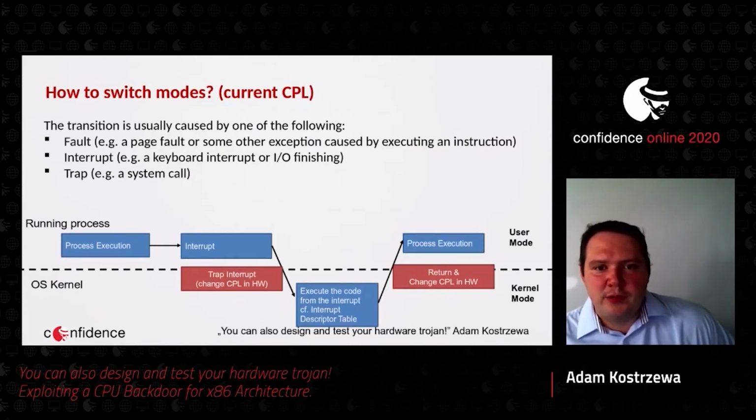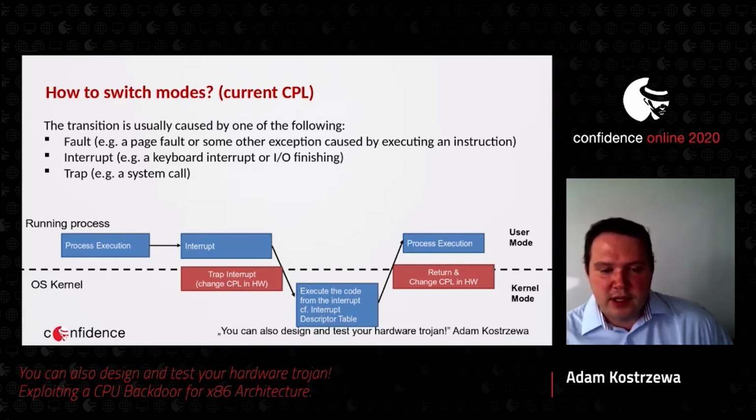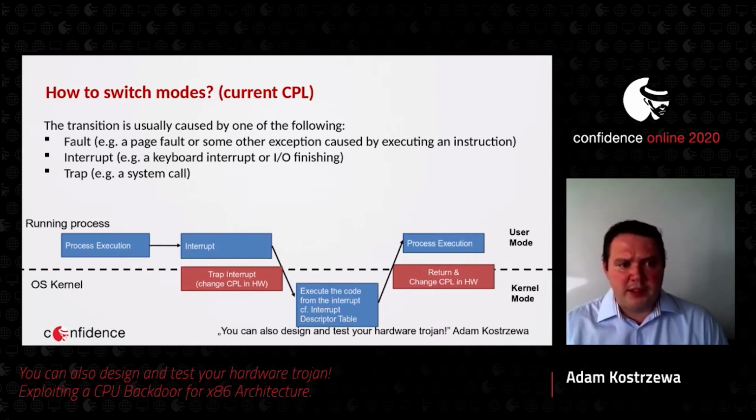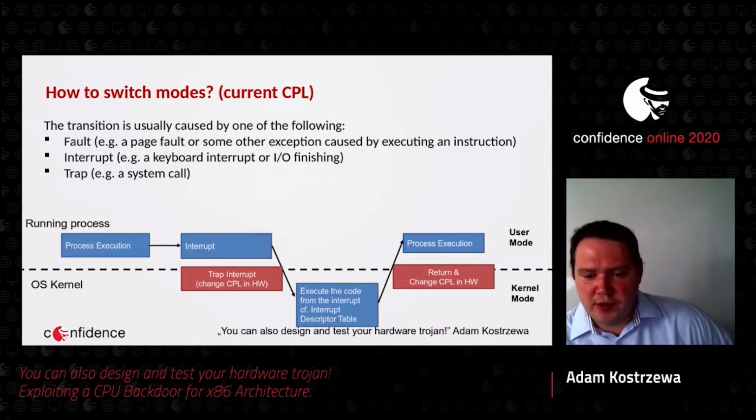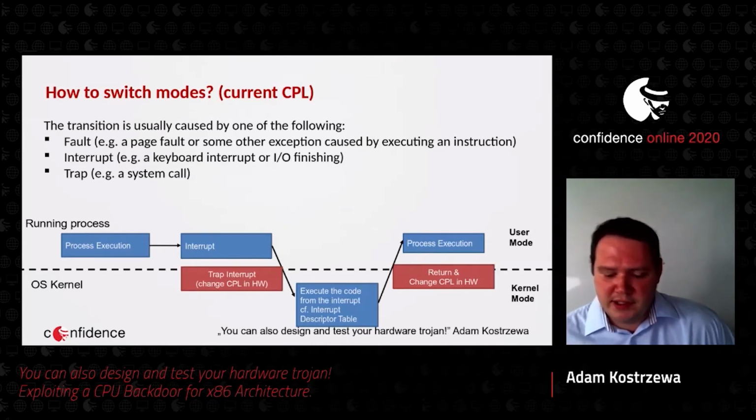And then the last thing to revise is how to switch the mode. When the CPL level is switched, there are 3 main events when it happens. It's either a fault, which can be a page fault or some other exception, an interrupt, such as a keyboard interrupt or input-output finishing, or a trap, a system call. So you're executing your process, then you have an interrupt, there is a trap of this interrupt, and the CPL is changed. There is code from the interrupt descriptor table which will be executed. Then you're going back from the interrupt routine, switching your CPL once again in hardware, and you're executing your process.